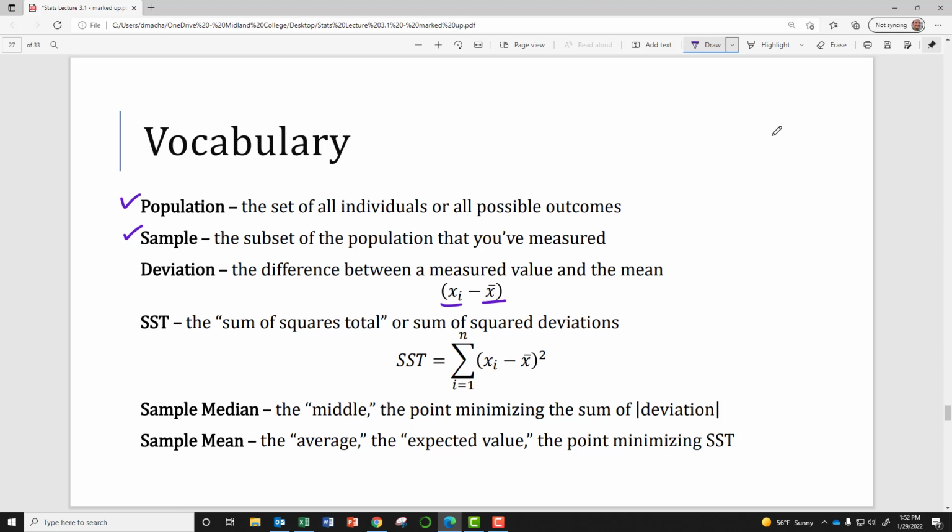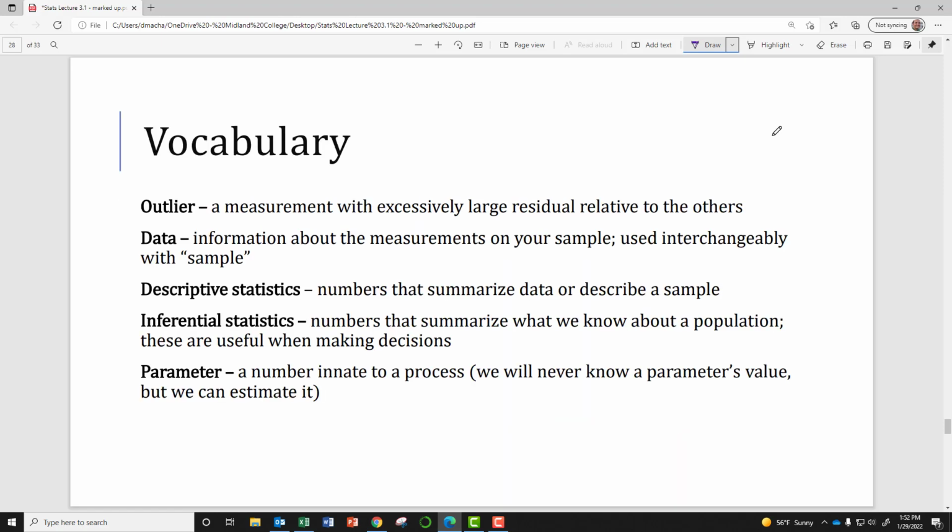SST is the sum of squares total, or the sum of squared deviations. And so there's a formula for SST, and so remember that acronym. We're going to come back to that again in chapter 4. The sample median is the middle of your data set. And the sample mean is the average of your data set, or the expected value. An outlier is a measurement with an excessively large deviation relative to the others.